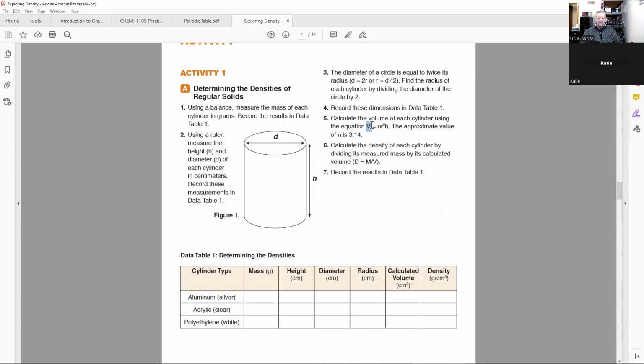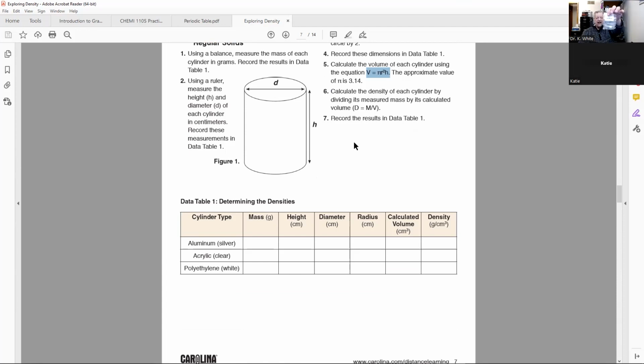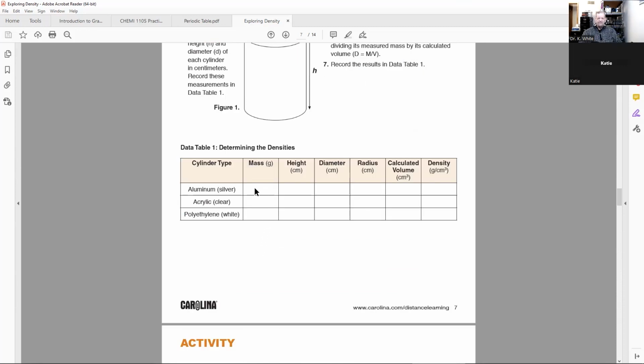Now, to calculate the volume, it is pi, which is 3.14, times r squared, the radius squared, times height. And here they give you pi. I think it was today or yesterday, pi day. I saw somewhere on the internet, someone had pi to like 30 significant figures. We don't use that. But anyways, this will give you the volume. You'll also use your balance, tare, and weigh each one. So here you'll do the mass, you'll weigh it, the height, you'll measure it, the diameter, you'll measure, the radius you calculate.